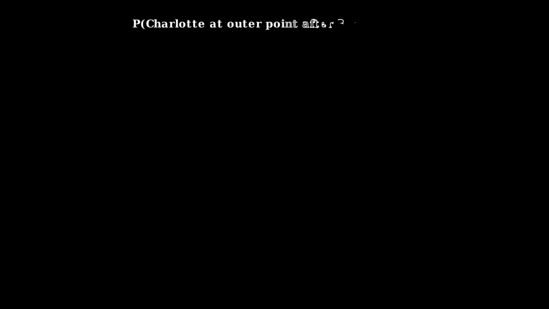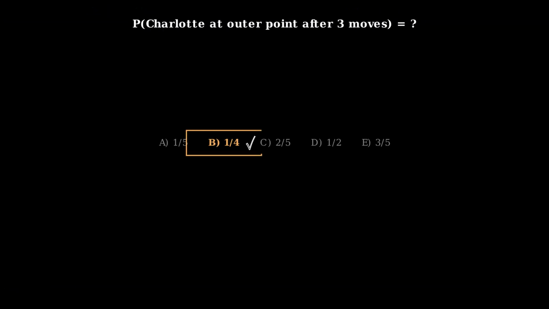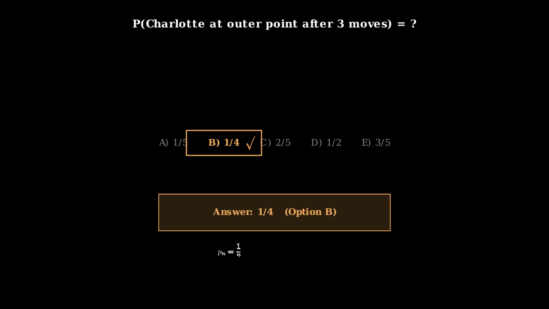The probability that Charlotte is at an outer point after 3 moves is 1/4, which is answer choice B.